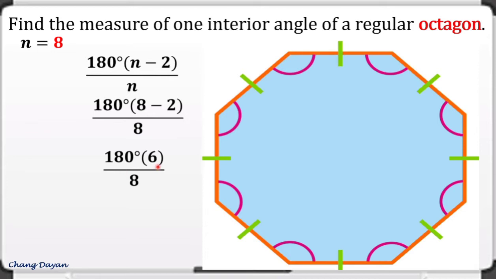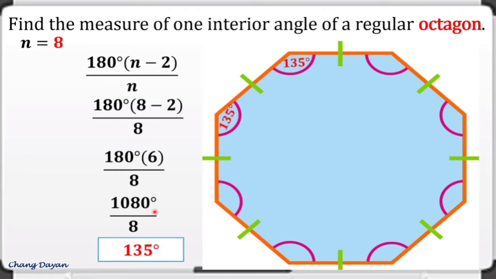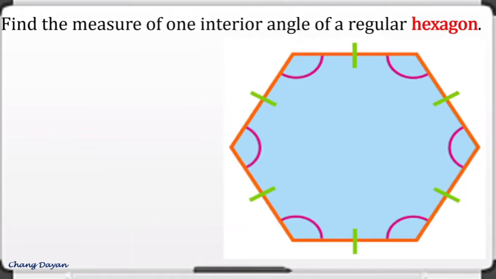So 180 times 6 is 1080. Divided by 8 will have 135. Meaning each angle measures 135 degrees. Again, this formula can be used only if the given is a regular polygon and if we are to find one interior angle of a polygon.